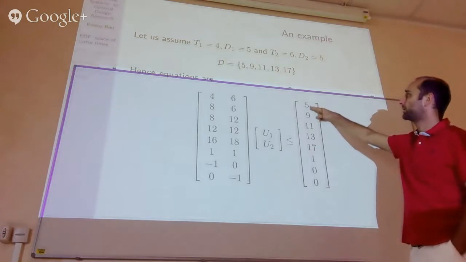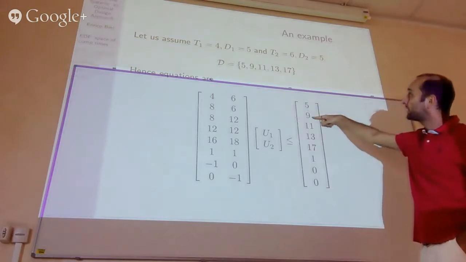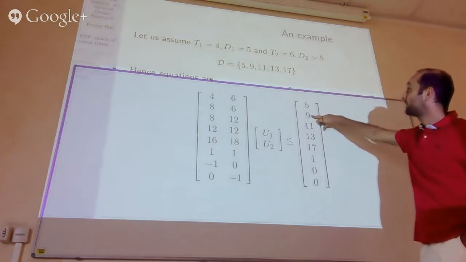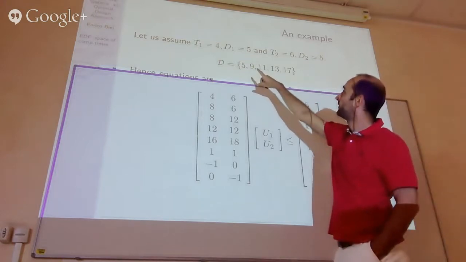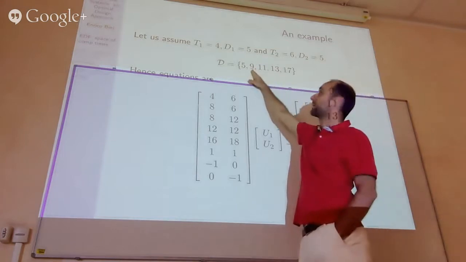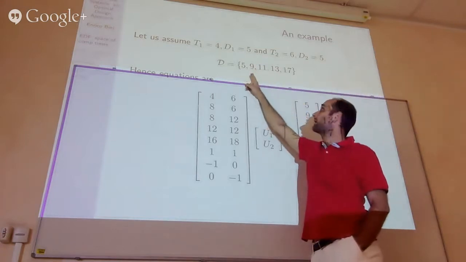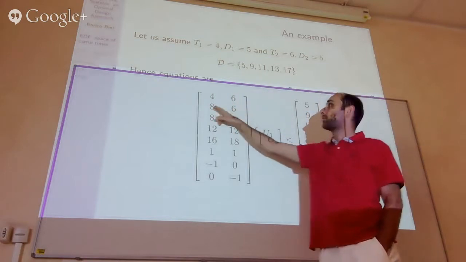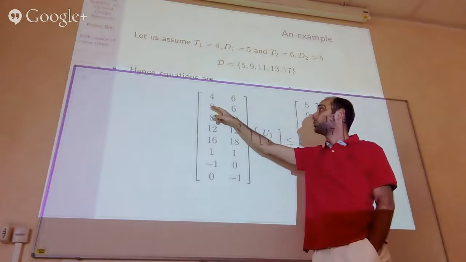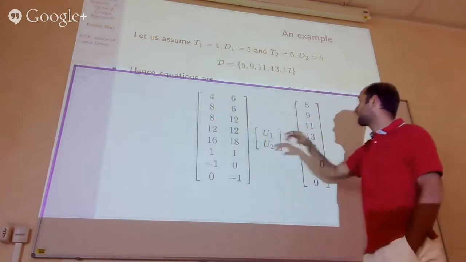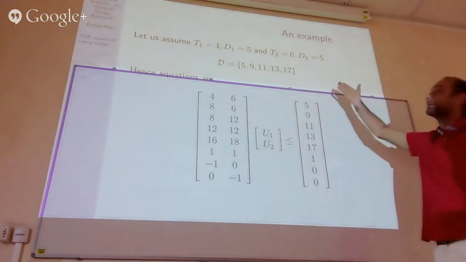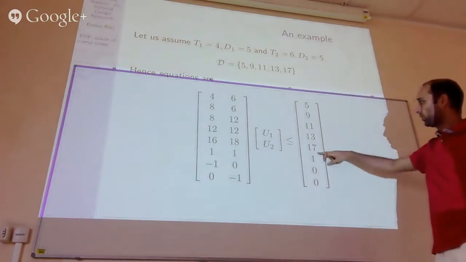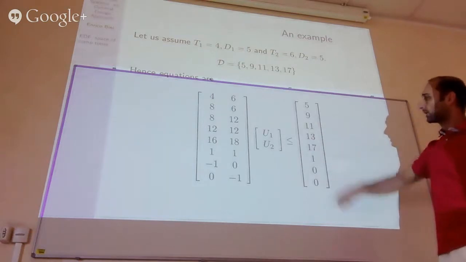And here we write the point which is 5. At 9, just to see an example, we have two jobs of the first task, in fact 9 is the second deadline of the first task, and one job of the second task. Since the period is 4, 2 times 4 is 8, so we have 8, 6. And 9 is a time that you have to check. You do this for all deadlines up to here.